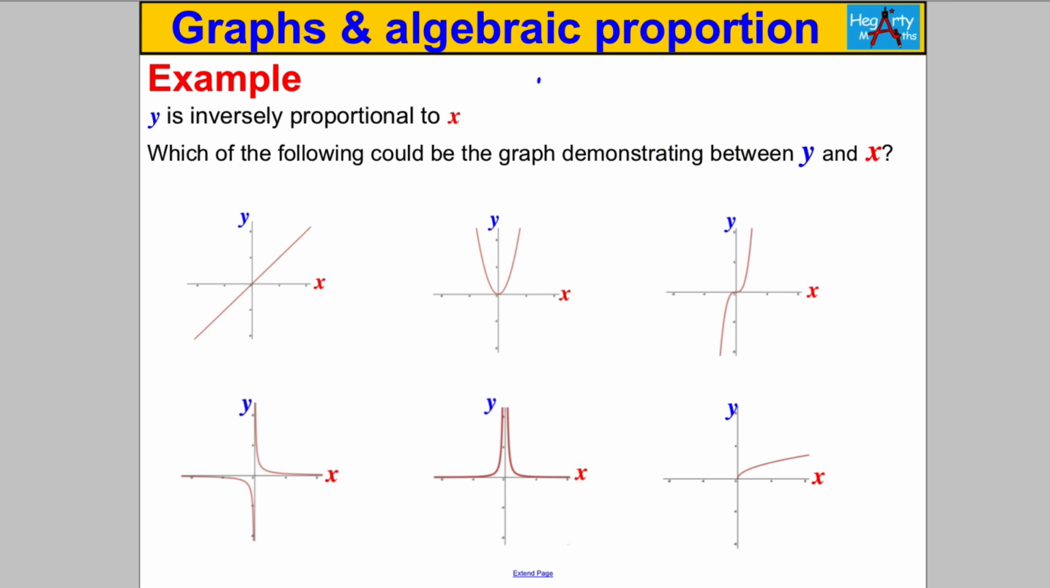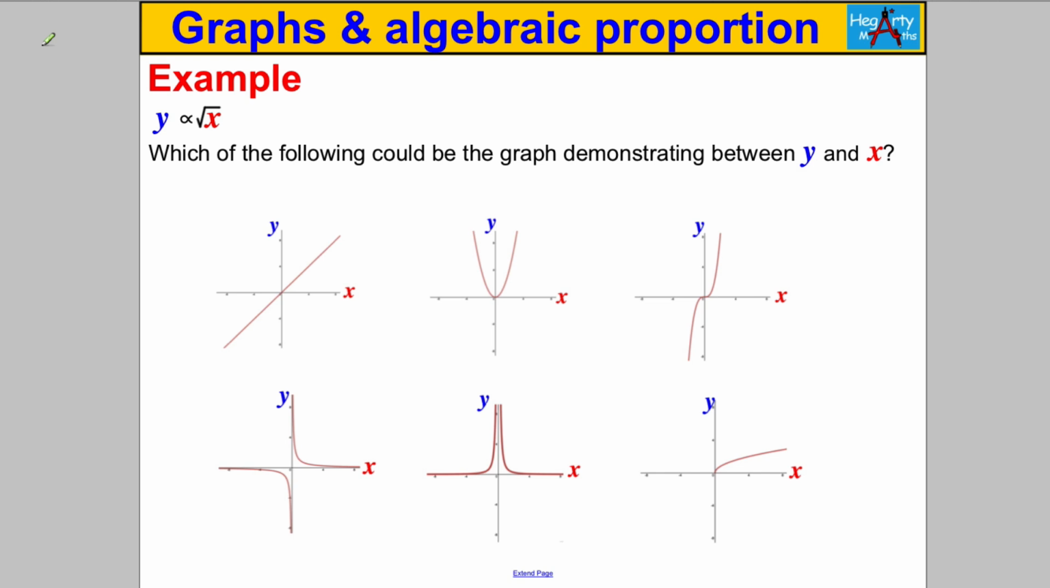Well, y is inversely proportional to x. y is therefore directly proportional to 1 over x, so y is equal to k over x like that. And you should know that graph. That graph there looks like this, and we're done. Last one, pause the video, have a go.